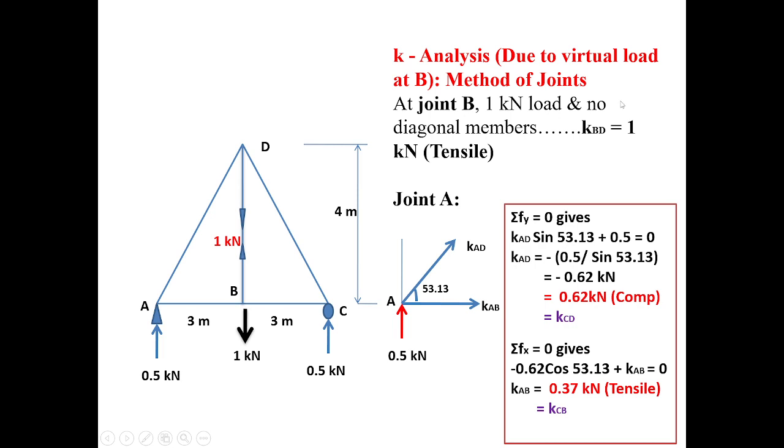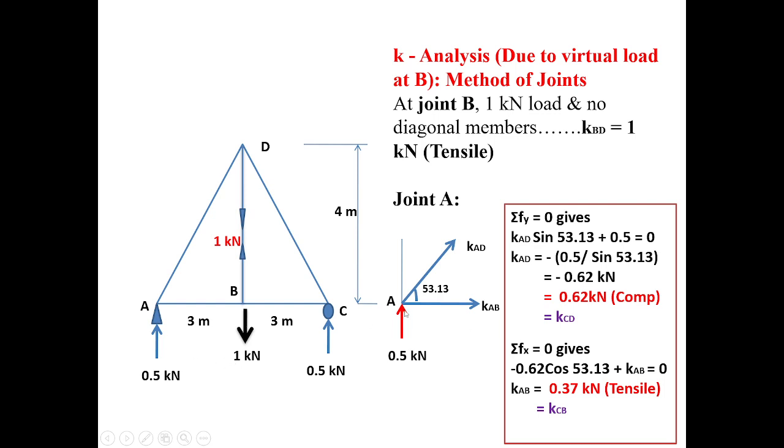Now going next, I have to go for K analysis. That means imaginary analysis due to virtual load of 1 kilonewton at B, again by method of joints. So now I have removed the original load of 20 kilonewton and only applied 1 kilonewton at B. Again it is obvious that due to symmetry, the virtual reactions at A and C are 0.5 kilonewton each. Now again at joint B, there are no diagonal members and only 1 kilonewton load vertically downwards. Therefore, for equilibrium of B in the vertical direction, KBD, that is virtual force in BD, should be 1 kilonewton tensile. I don't really need to analyze it there. Simply I can write KBD is equal to 1 kilonewton, so that 1 minus 1 becomes 0.